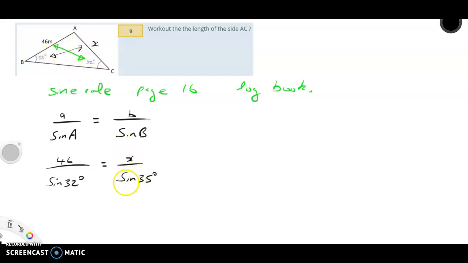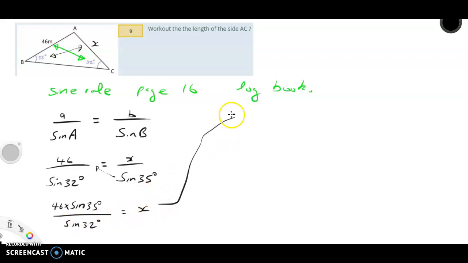And now we want x on its own, so we multiply both sides by sine 35, and that will cause sine 35 to go up and across there. So you'll end up with 46 multiplied by sine 35 degrees, still divided by sine 32 degrees, and that equals x. So just bring it up here. x equals 46 times sine 35 degrees all over sine 32 degrees.